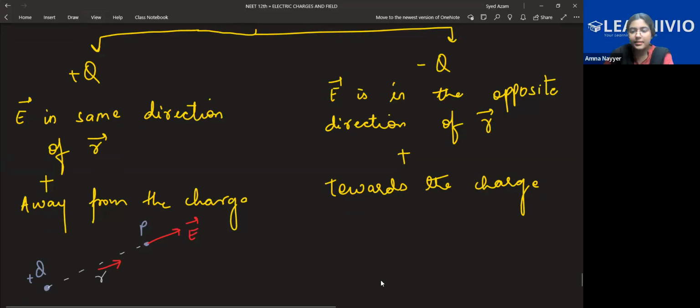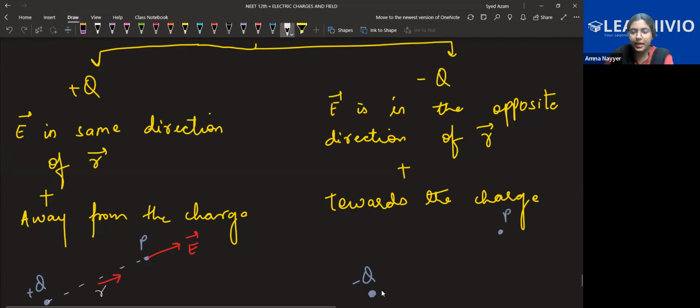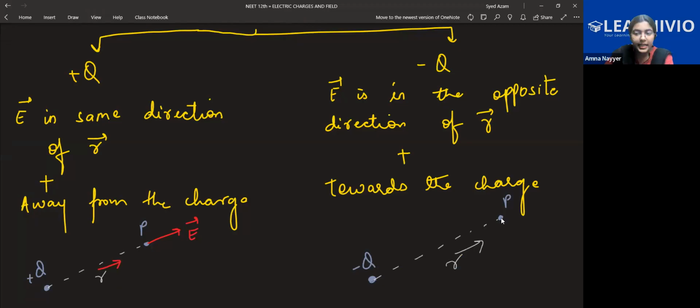So let's say this is the charge, this is minus q, and this is point P. This is separated again by R, and R will be like this only. The negative charge will go towards the P point. So the electric field will be towards the charge and in the opposite direction. So automatically you'll see this will be the direction of the electric field.